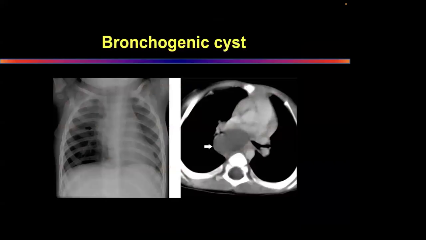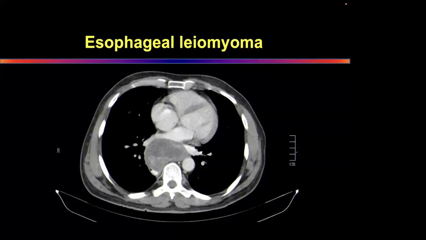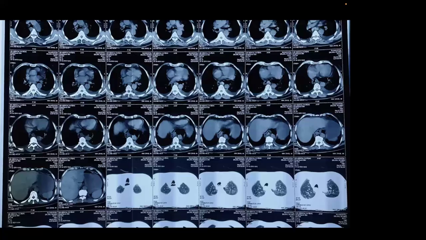Resection of middle mediastinal lesions: now we're talking about the lesions in the middle mediastinum, like bronchogenic cyst and esophageal duplication cyst. All these disorders can be addressed by VATS and robotics. Esophageal leiomyoma of any size can also be addressed.